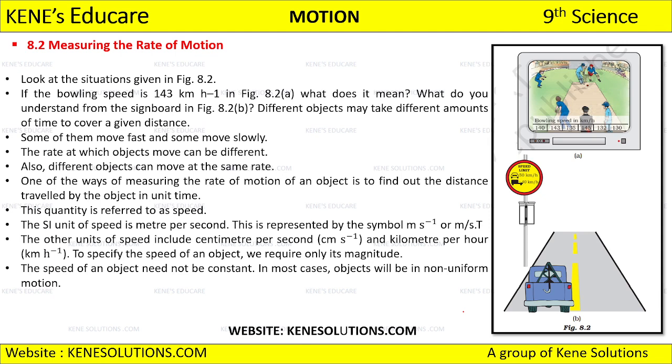Now why minus 1? If you don't want to write minus 1, you can put a slash in between that indicates per. So meter per second. The other units for speed include centimeter per second and kilometer per hour. Okay.